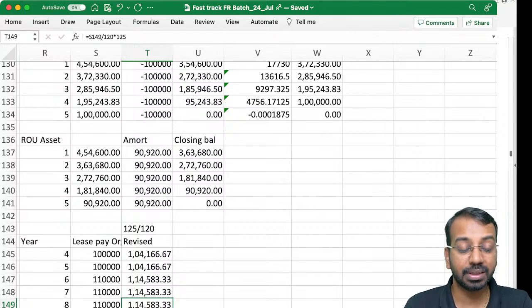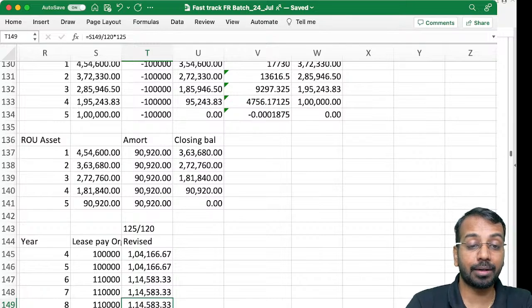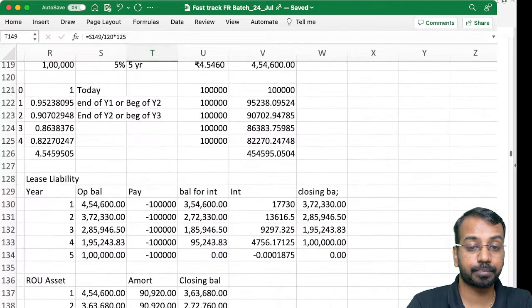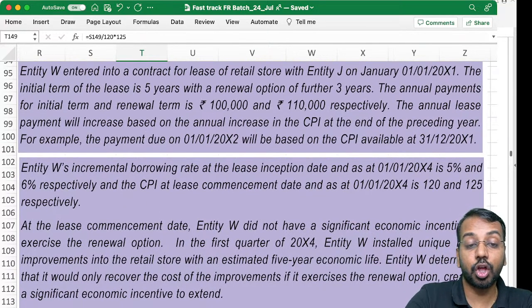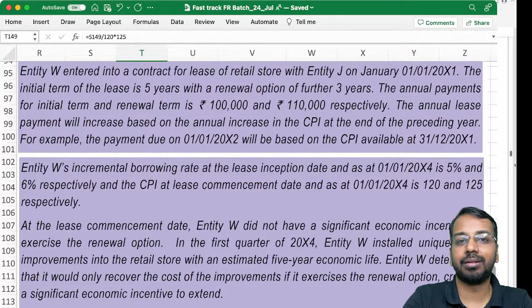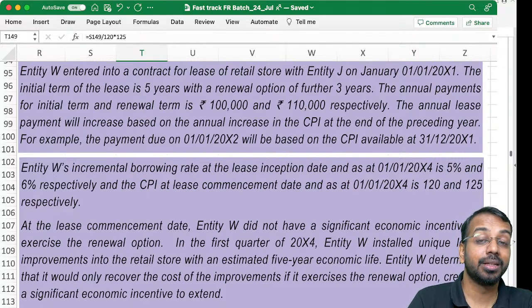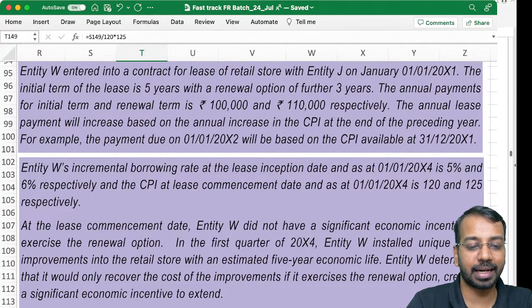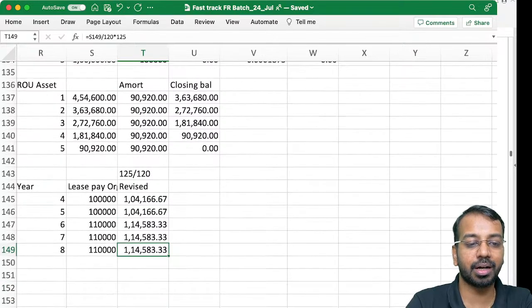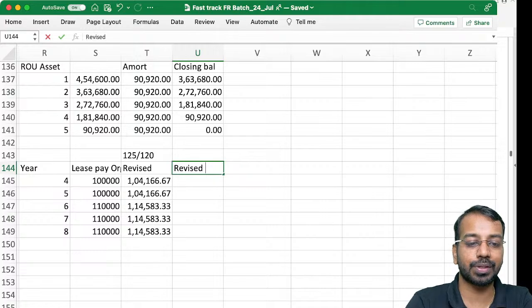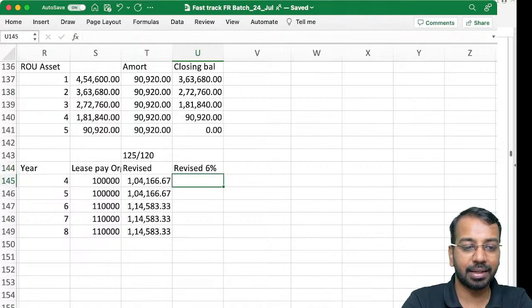Now, coming back to the question once again. Here, the option to extend the lease term has changed. When the option to extend the lease term has changed, we will use the revised discount rate. So this falls under the first category. We will use the revised rate. So what is the revised rate? 6%. Using the revised rate, you will calculate the lease liability again.